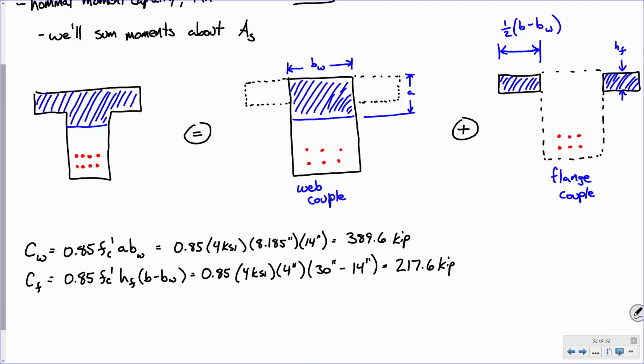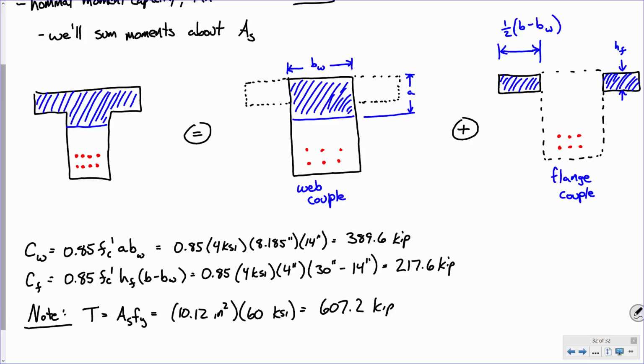Okay. Now, those are forces generated by this beam in compression. What is the tensile force generated by this beam? We're not going to use this, this is just a note to make. The tensile force is As fy, which is 10.12 inches squared times 60 ksi, which is what? 607.2.